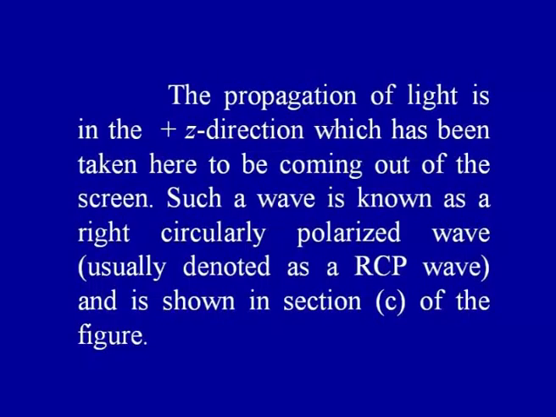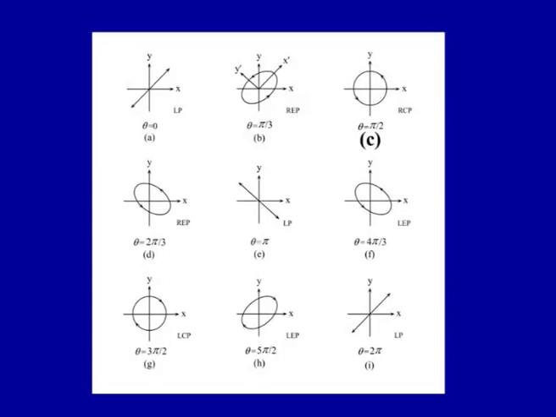Such a wave is known as a right circularly polarized wave, usually denoted as RCP, and is shown in section C of the figure. This shows a circular vibration, circular because A1 is equal to A2, and it is in the anti-clockwise direction. Remember, the beam propagation is coming out of the screen. The electric vector is rotating in the xy plane in the anti-clockwise direction.